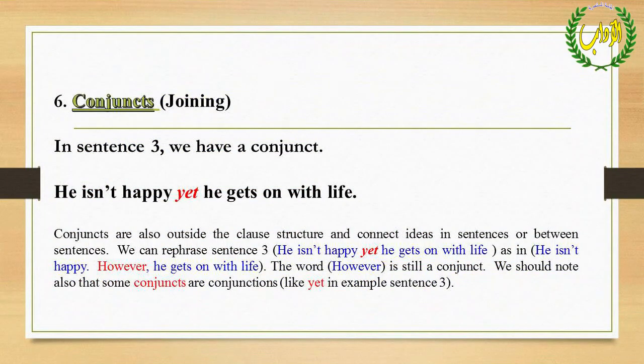As for the third type of adverbials, conjuncts, the simple definition that can be given is joining. In sentence 3, that is, he isn't happy, yet he gets on with life, we have a conjunct. Conjuncts are also outside the clause structure and connect ideas in sentences or between sentences. We can rephrase sentence 3 as, he isn't happy, however, he gets on with life. The word however is still a conjunct. We should note here also that some conjuncts are conjunctions, like yet in sentence 3.